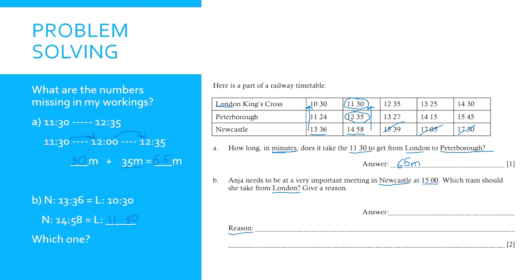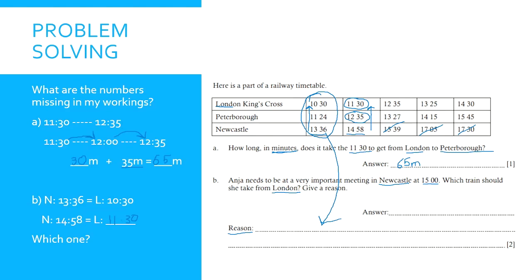What I would say is potentially the 10:30 train would be better at this point, because arriving in Newcastle for her important meeting at 14:58, which is only 2 minutes before 3 o'clock, isn't going to give her very much time to get to her meeting. As a result, getting the 10:30 train is probably going to be a better result here, so that Anja has time to get to her meeting from the train station. You could potentially have given a different answer, and as long as you've given a reasonable, sensible answer, then you're going to get the 2 marks in this case.